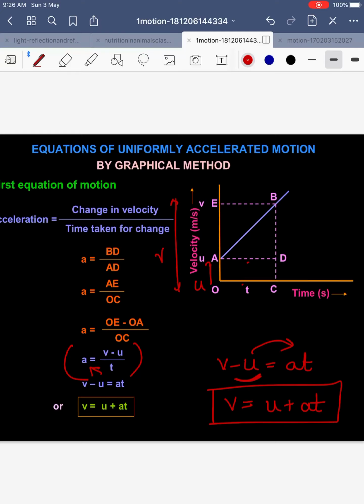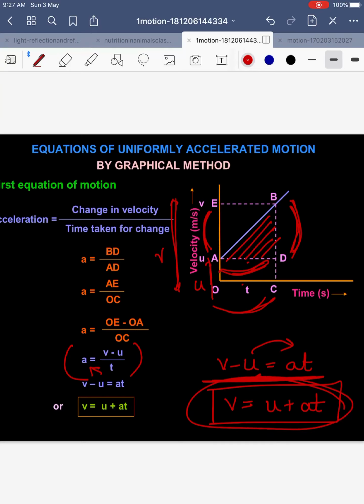We have taken triangle ABD and we have said that the slope of the graph, which is AB, will be equal to BD by AD. But what is this BD? That is equal to AE, V minus U. Now what is AD? That is equal to OC, small t. So just put the values. A is V minus U by T. Cross multiply. V minus U is equal to AT. So V becomes U plus AT. This is our first equation.